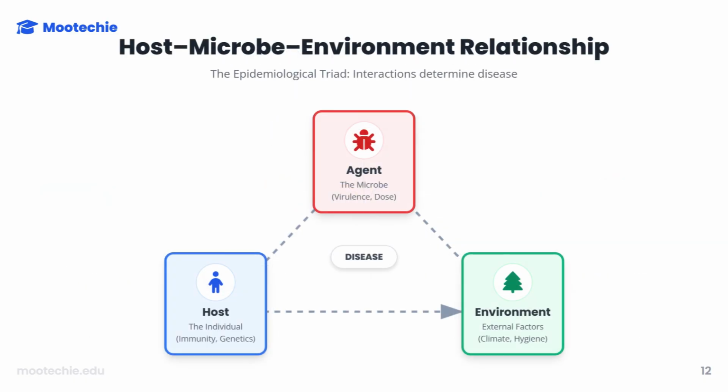Now, let us understand the host-microbe-environment relationship, also called the epidemiological triad. First, the agent, which is the microbe. Its virulence and dose influence disease development. Second, the host, which is the individual. Immunity and genetic factors determine susceptibility. Third, the environment. External factors like climate, hygiene, and living conditions affect transmission. Disease occurs due to the interaction of all three components.